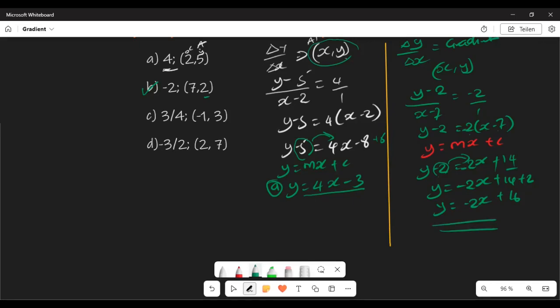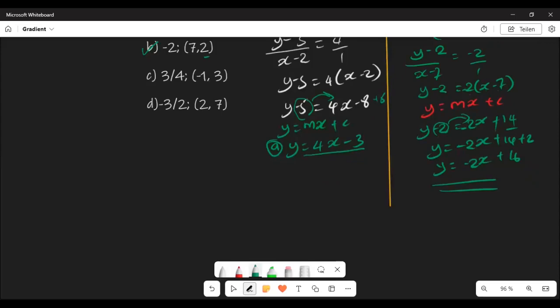Now let's look at C. So you see, we want to look at question C. I can also do C on this other side. So for C, we have the gradient as 3/4, and we have the coordinates here. So we can do C here. So again, change in y over change in x should give us the gradient.